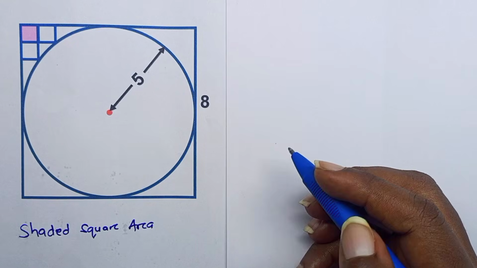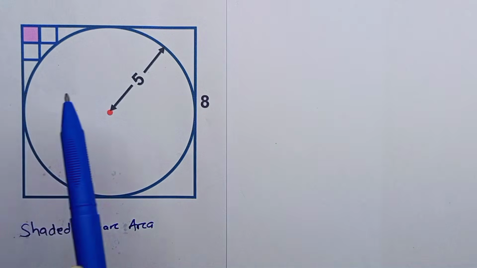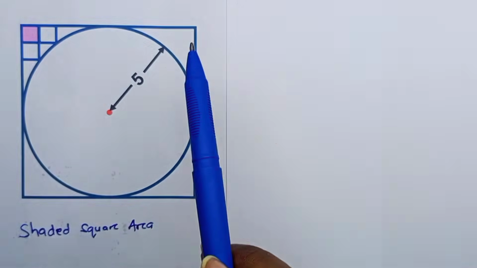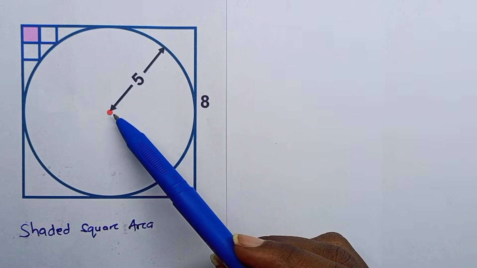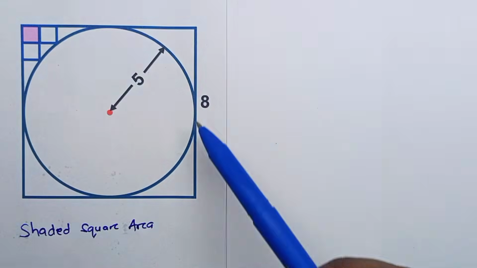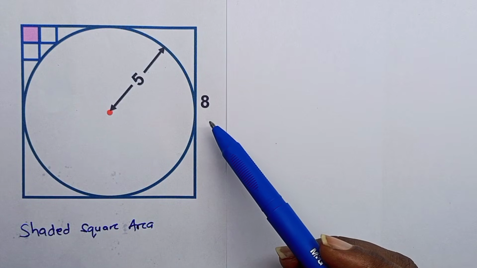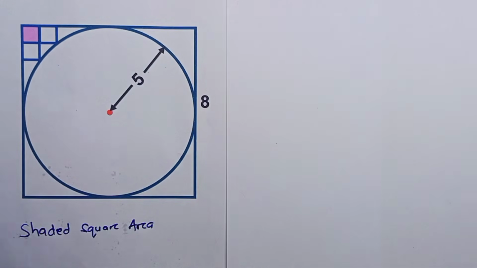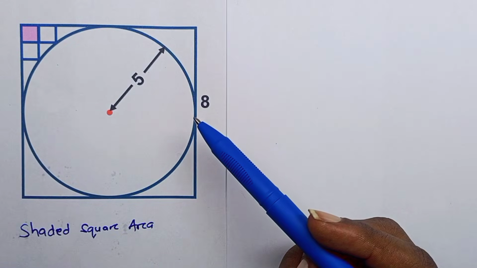In this video, we are required to find the area of the shaded square. So we have an outer square which has a circle inscribed inside it, and the circle is of radius 5, while the outer big square's side length is 8. With that information, what is the area of this small square, the shaded one?